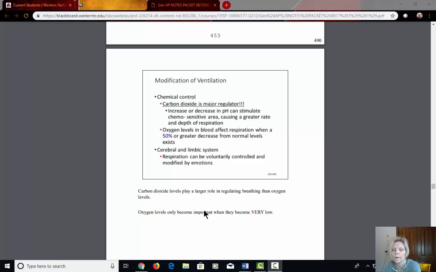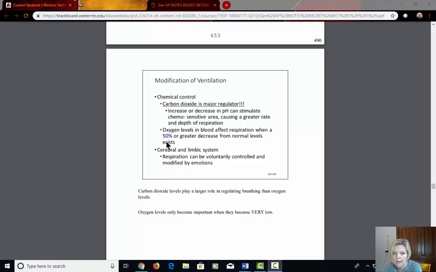So when we see carbon dioxide build up in the tissues, that stimulates chemoreceptors, and that will increase the respiratory rate. So carbon dioxide, not oxygen, is the number one regulator of our respiratory rate. So if carbon dioxide levels are high, we're going to see an increased respiratory rate. It's not till the oxygen levels get really low, like 50%, when we start to see oxygen increasing the respiratory rate. It's really that carbon dioxide.